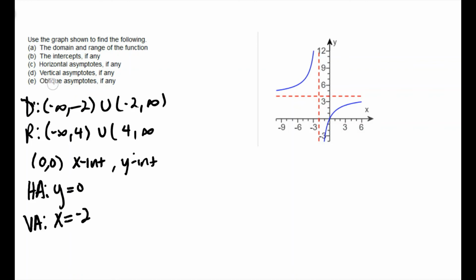The last one says oblique asymptotes, if any. Now, oblique asymptotes are the same thing as slant asymptotes. So if we had a red line that was going diagonal, that would be our slant asymptote. So this one doesn't have one, so we have no oblique asymptote or slant asymptote.